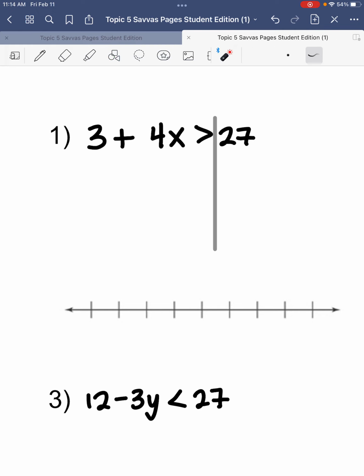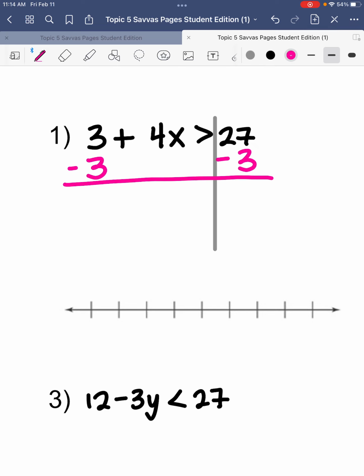And I want to undo the thing that's farther away from it first. So is this 3 farther away or is this 4 farther away? If you said this 3, you're correct. Now what kind of 3 is that? Well, it's a positive 3. So how do I undo a positive 3? I subtract 3. So I'm subtracting 3 on both sides. Now, subtracting 3, does that make me flip my symbol? No, it does not. So my symbol is going to stay greater than.